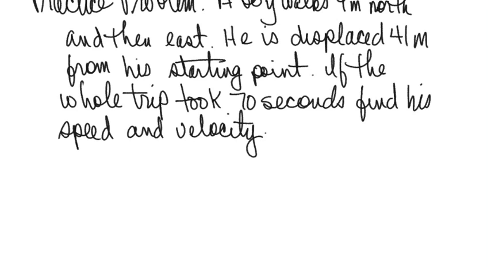A boy walks 9 meters north and then east. Notice you're not told how far east the boy walks. He's displaced 41 meters from his starting point. If the whole trip took 70 seconds, find his speed and velocity. All right, so go ahead, work the problem. Here's another hint. Draw a diagram, and then compare your answer to what's provided on the video.